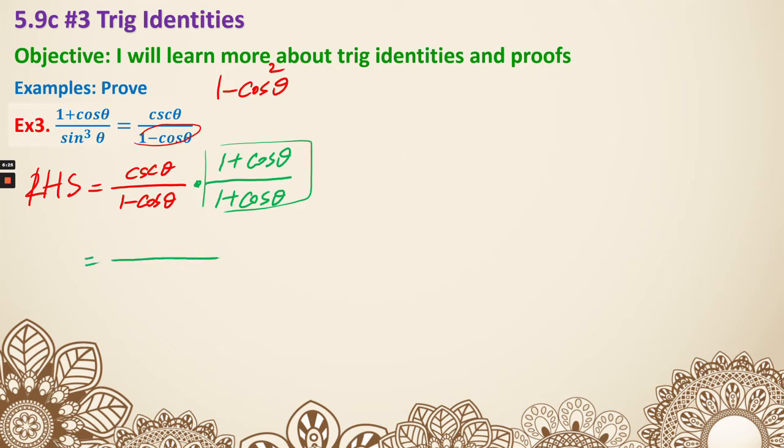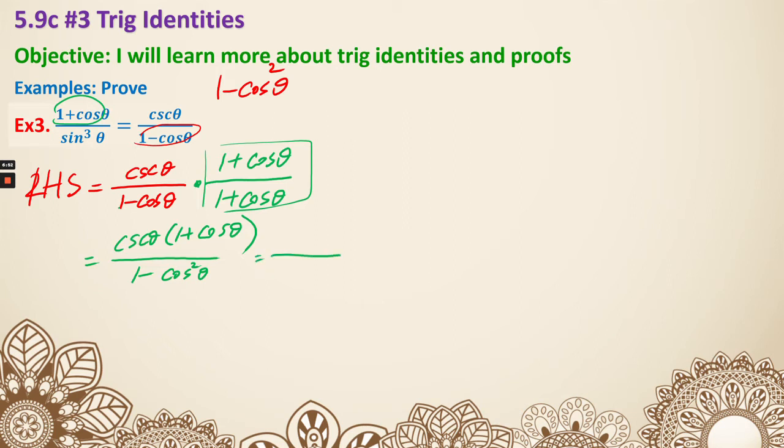Now in this case, I would have a 1 minus cosine times a 1 plus cosine on the bottom, which is 1 minus cosine squared. The top is cosecant times 1 plus cosine. Here's the reason why I'm not distributing right now. Because I'm noticing on my left-hand side, I do have 1 plus cosine. So that means I need that in my final answer. So I'm going to keep it that way for now.